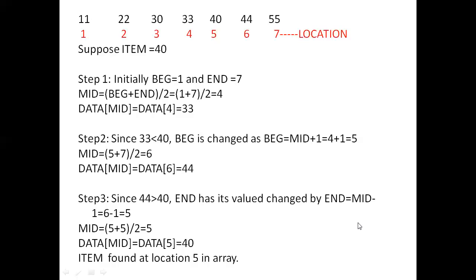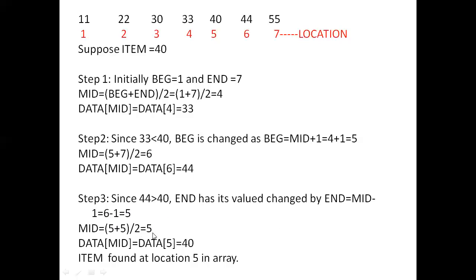So what is mid minus 1? The new mid location is 6, where data 6 is equal to 44. So 6 minus 1 is equal to 5. Now I am getting the new end location, which is equal to 5.